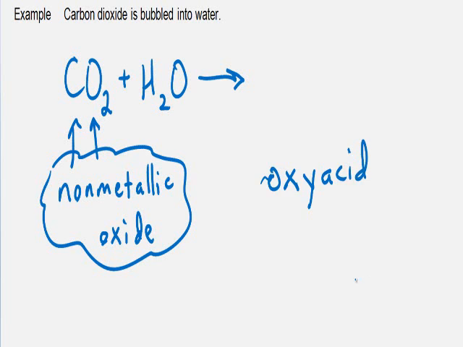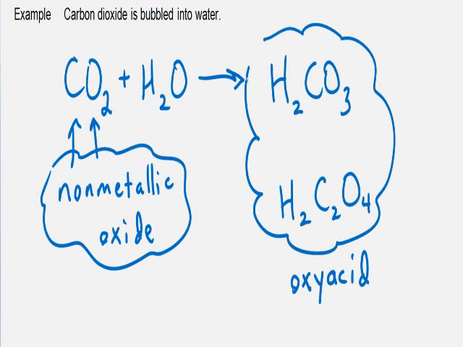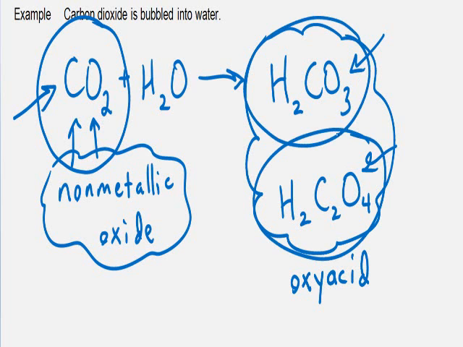Now the thing with carbon dioxide combining with water is there's two different oxyacids that are possible. We have carbonic acid and also oxalic acid. To determine which is the correct product, we have to determine the oxidation number of carbon in the carbon dioxide and see which one, carbonic acid or oxalic acid, does the oxidation number of the carbon remain the same, and that would be the correct product.